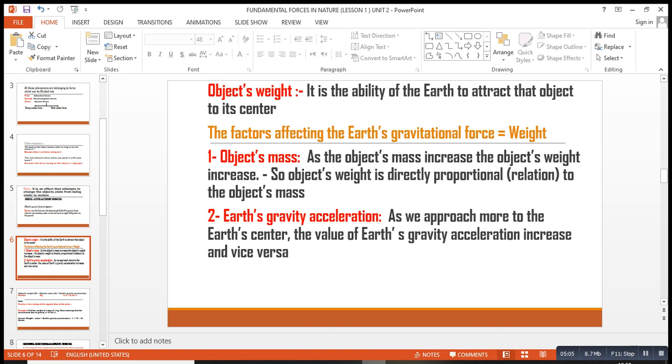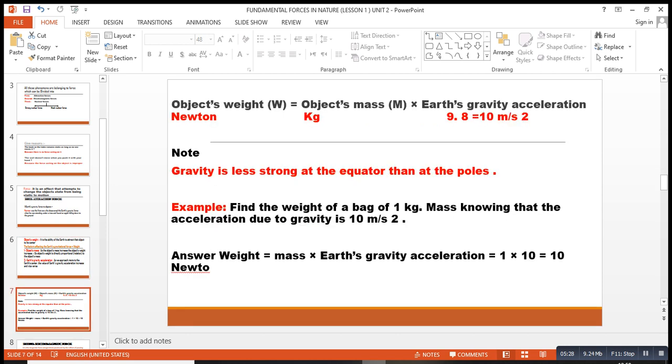Okay, so we have here a very simple problem. Object weight equals object mass times Earth gravity acceleration, which is a constant that equals 10 meters per second squared. Object mass we can measure by kilogram. Object weight, of course, is measured by Newton, named after the scientist who discovered it. Here is a small note: gravity is less strong at the equator than at the two poles.